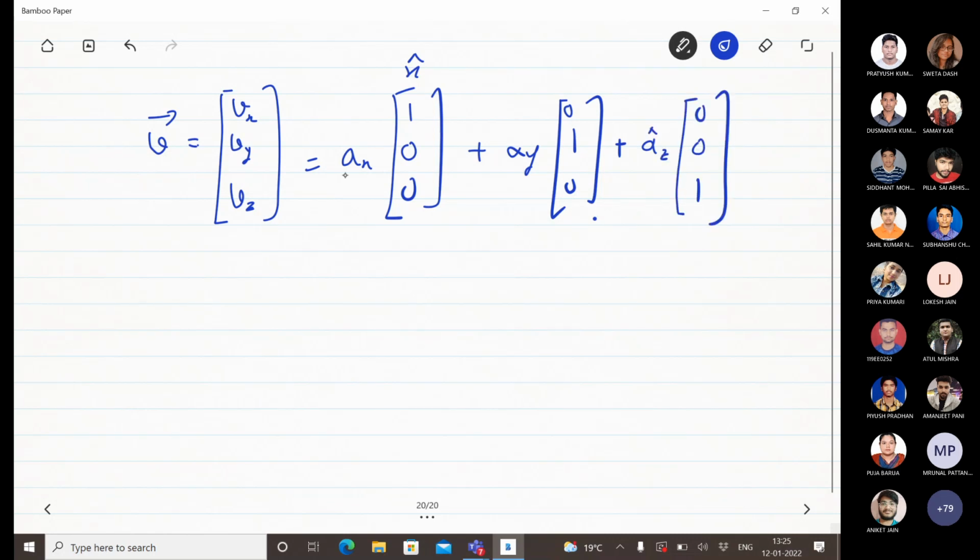So Vx, Vy and Vz indicate the strength: the strength in the x direction, the strength in the y direction, and the strength in the z direction. In this way, in matrix form, we can write any vector V at a particular point P.